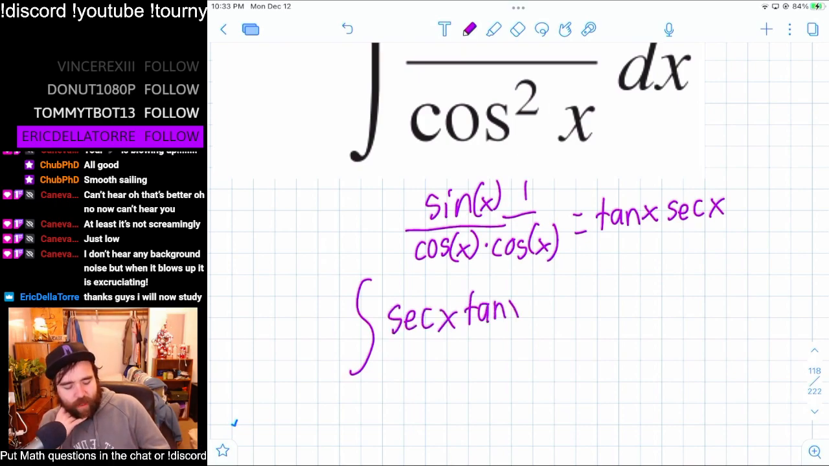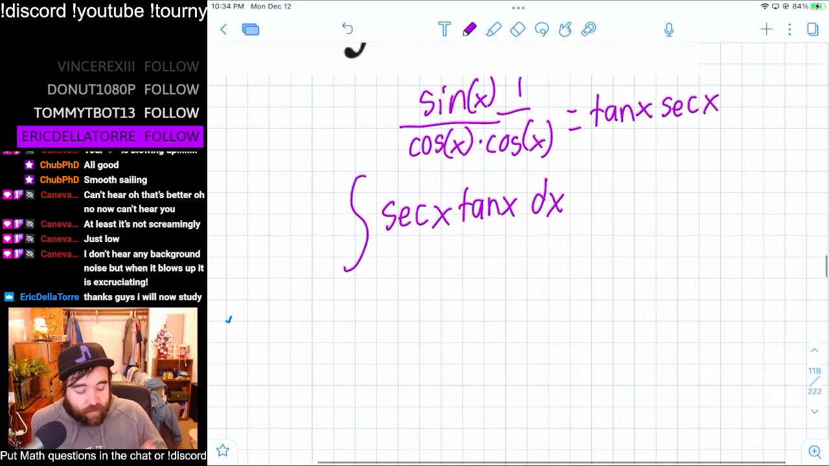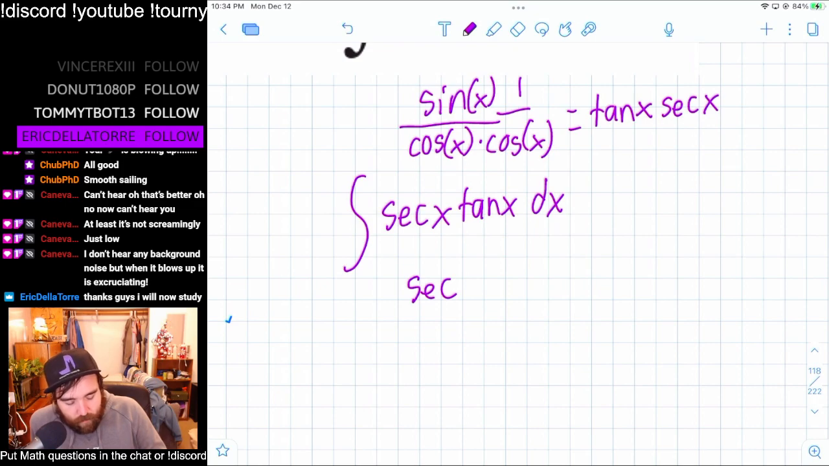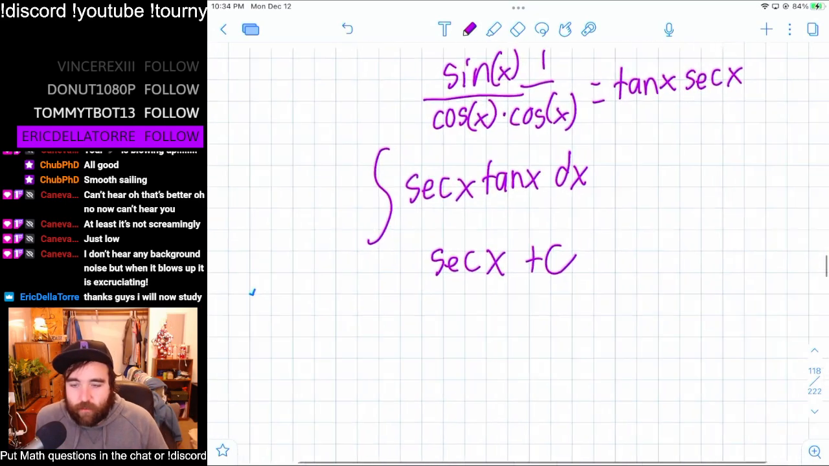Now, why does that help, you may ask? But now if we think, what can we take the integral of and get secant x times tangent x? That's just secant, isn't it? Yeah. The derivative of secant is secant tan. So if we take the integral of secant tan, that's just going to be a plain secant. Secant of x plus c. And there we go. The derivative of secant x is just secant x tan x, and then we rewrite it. So yeah.